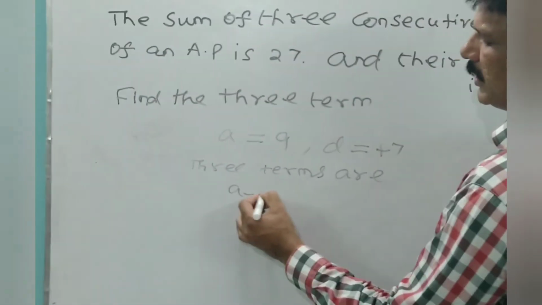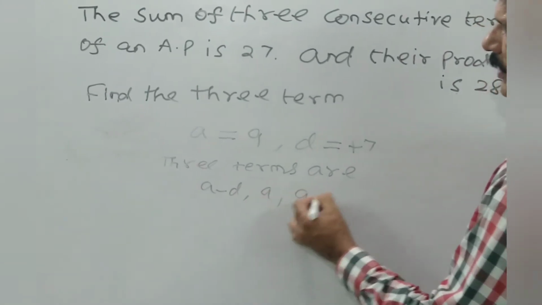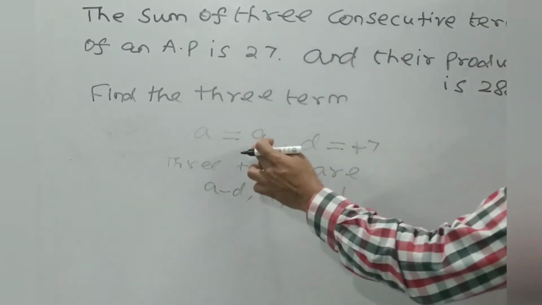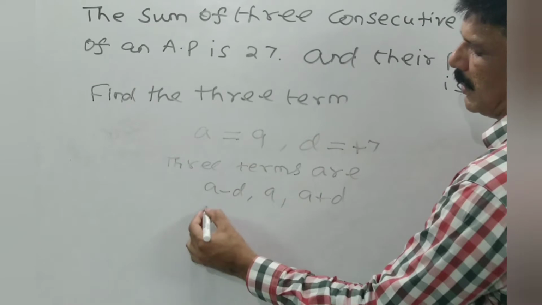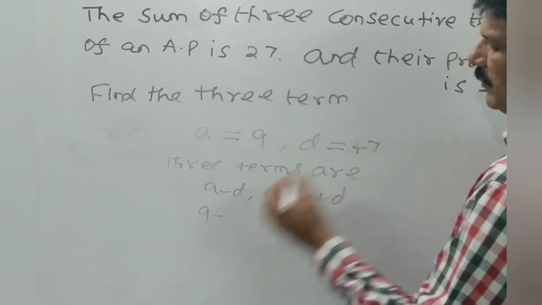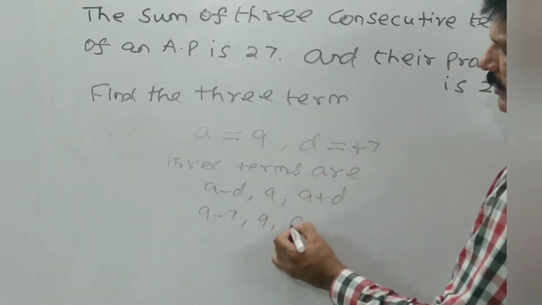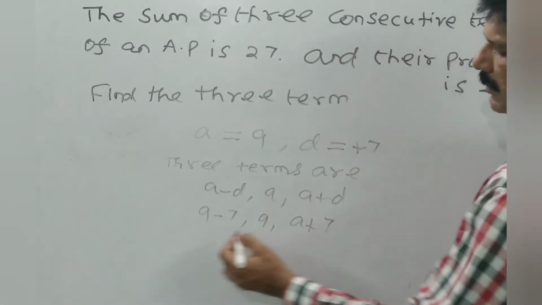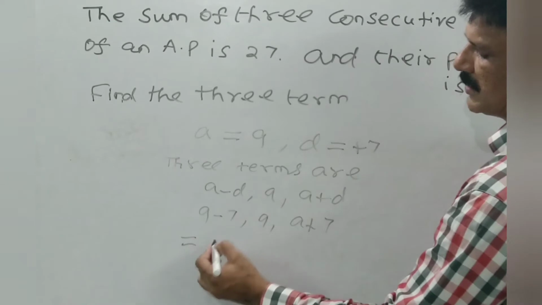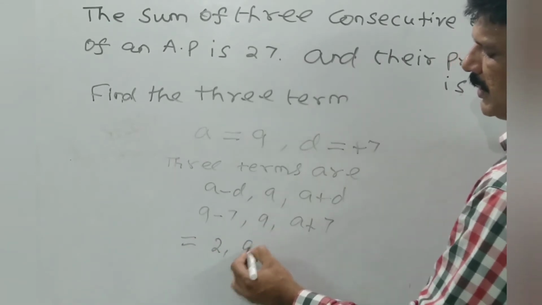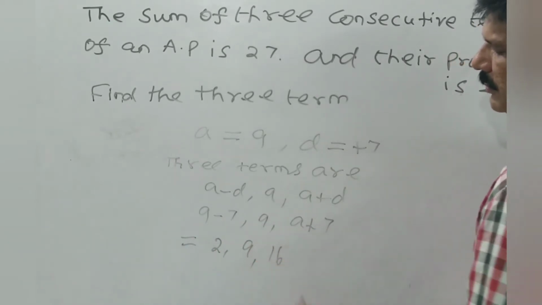Already we know a minus d, a, a plus d. We substitute the value of a and d. A is 9, minus d value 7, equal to 9 minus 7, 2. This is 9. 9 plus 7 is 16.